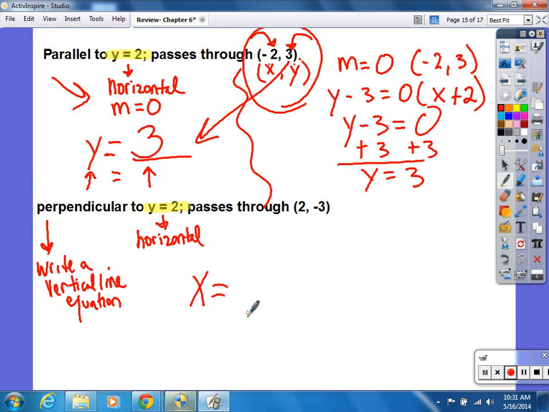X equals blank. I'm thinking to myself, I have a point. There's my x. There's my y. What is x equal to? Well, ding, ding, ding. There it is. X equals 2. That's all that we need to do for these kinds of problems.